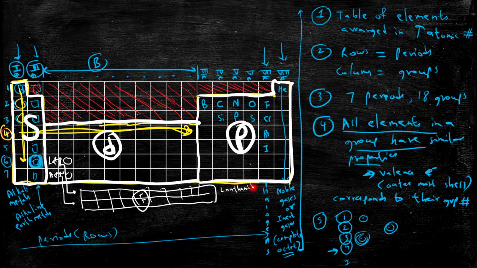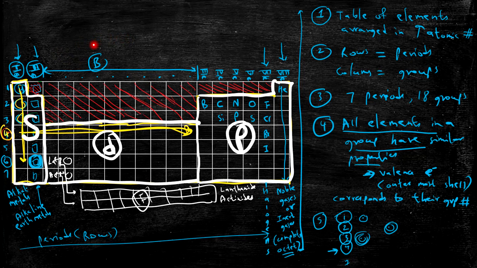And the lower series is the actinide series. So these are the S, P, D, and F block elements that you need to know. So, a quick summary of what we have spoken so far.